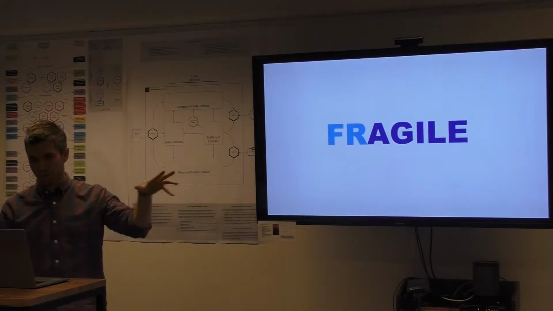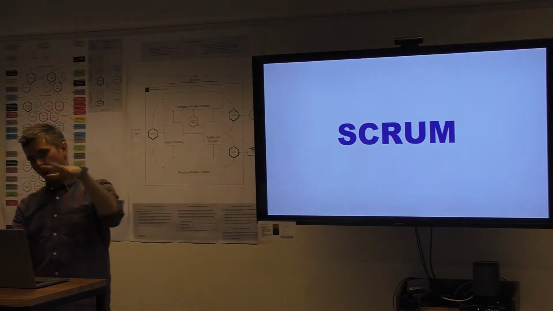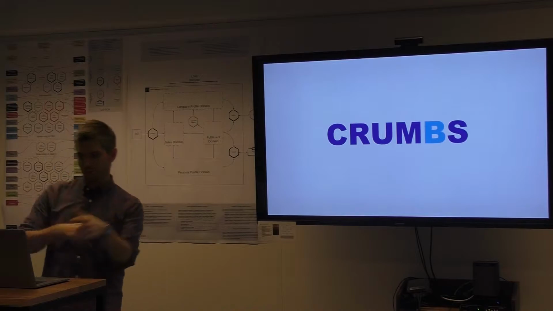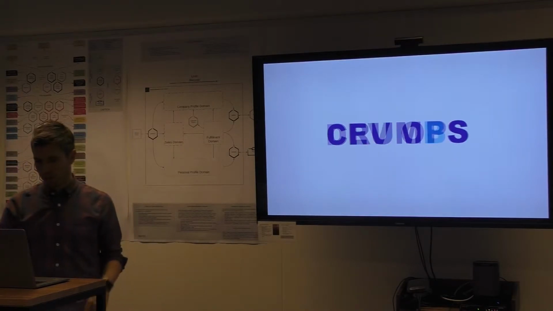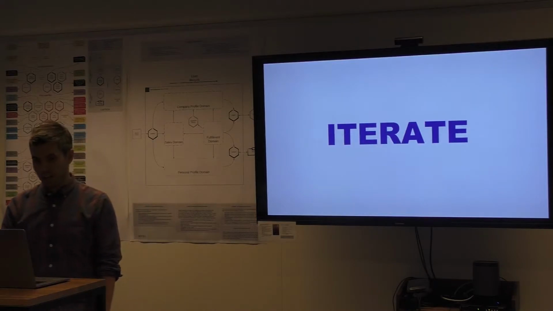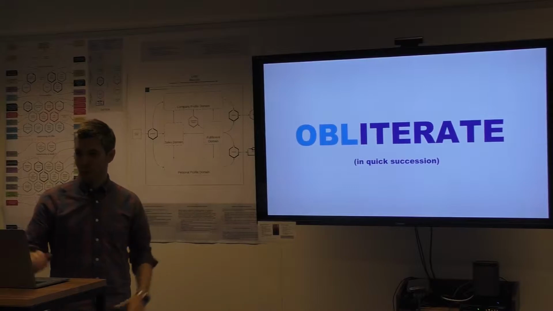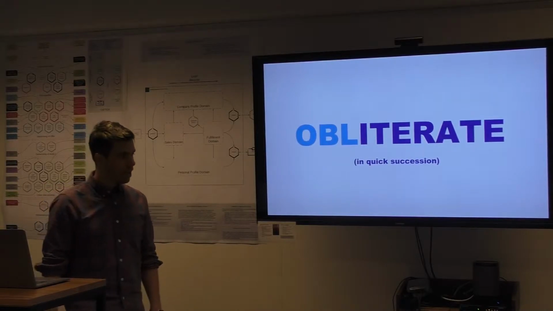So agile can quickly become fragile. Scrum can often disintegrate just into crumbs. DevOps, dev flops, and iterate can turn into obliterated in quick succession.